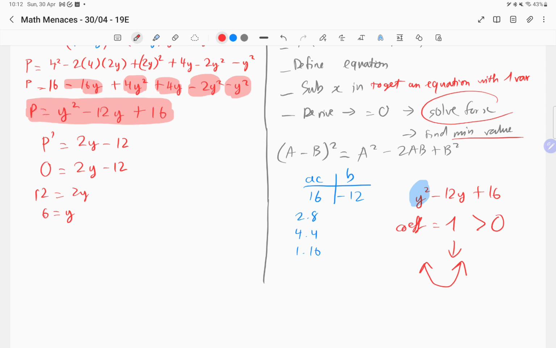So yeah, that will give you the y value. But is that the final answer?